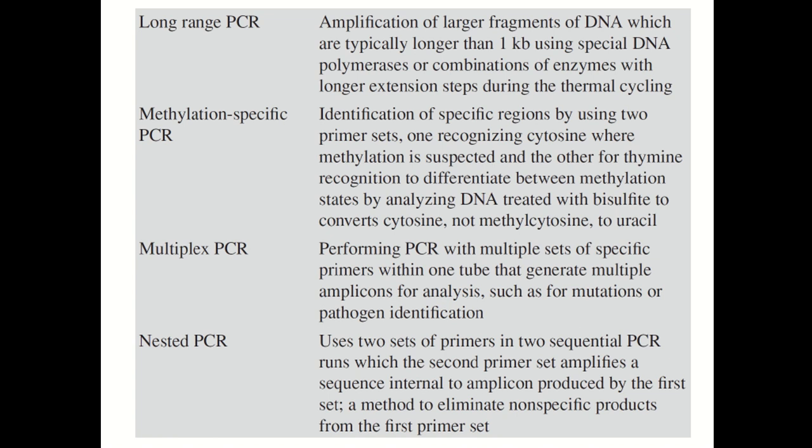And in case of nested PCR, the other method, it uses two sets of primers in two sequential PCR runs, in which the second primer set amplifies a sequence internal to the amplicon produced by the first set of primers, a method that is used to eliminate non-specific product amplification from the first primer set.